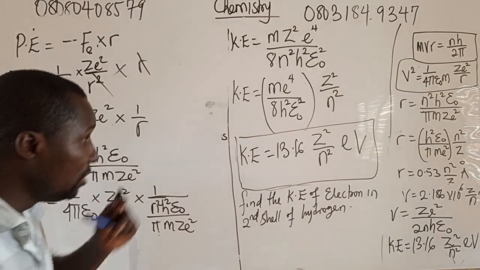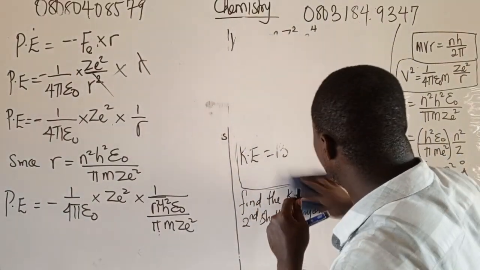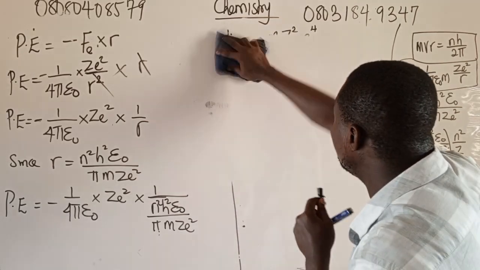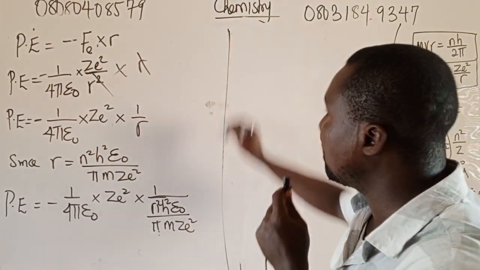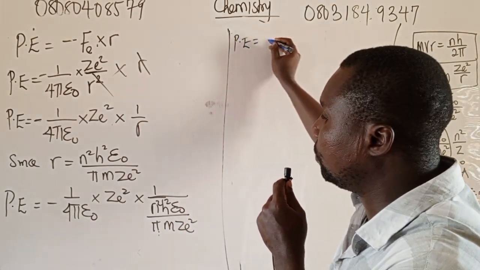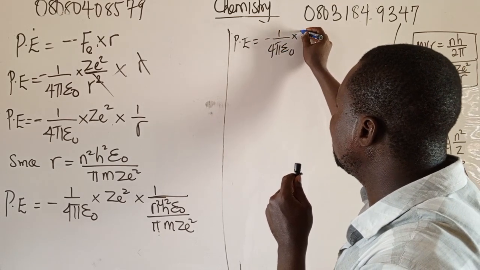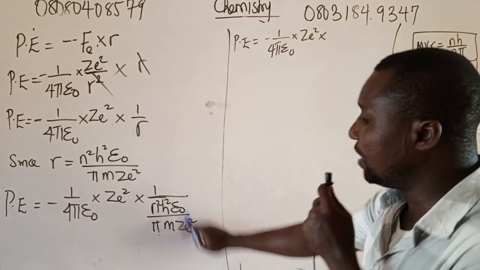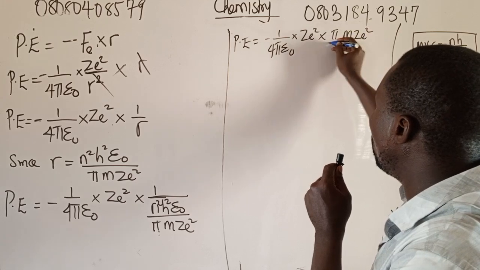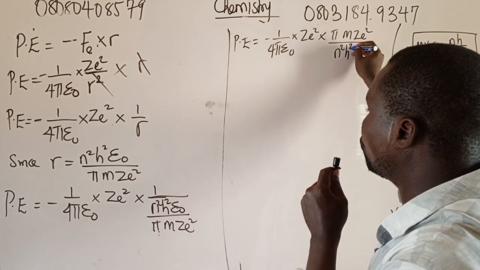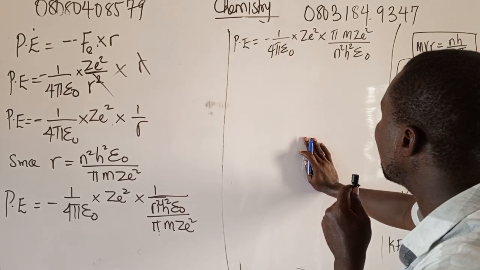Now, let's do the reciprocal. Let me write it here for clarity. From here, I have potential energy equal to minus 1 over 4 pi epsilon naught times Z squared times, doing the reciprocal of this, pi m Z squared over n squared h squared epsilon naught. Then let's see which one can cancel which one.